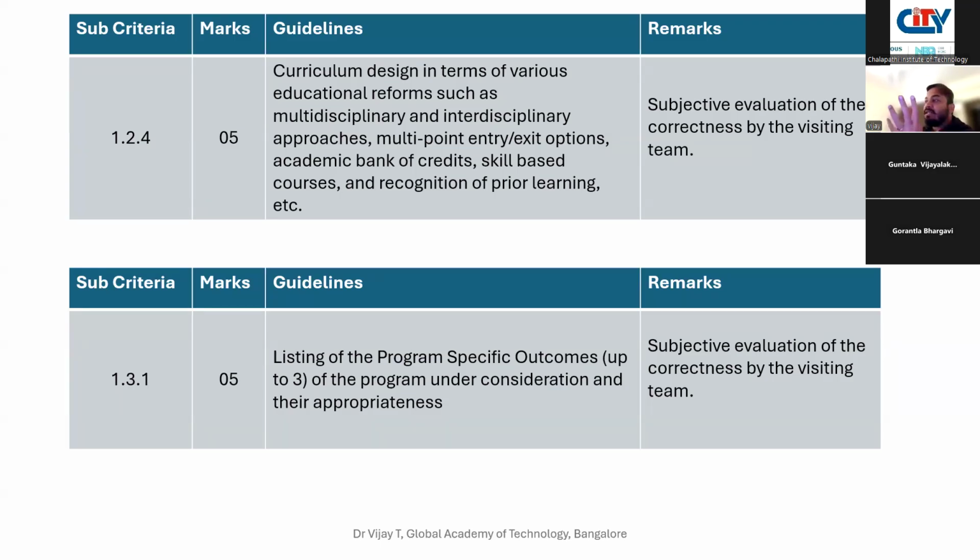How are you giving skill-based education? If a student is doing any MOOC course, are you considering those credits as institutional credits? All these are educational reforms. Whatever you are doing in your institute has to be reflected, and the proofs have to be shown along with the documents. Then comes the listing of PSOs, which is up to three, the program under consideration, and their appropriateness.